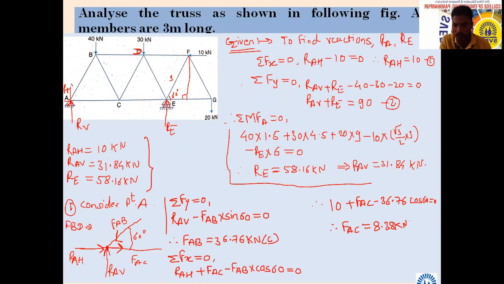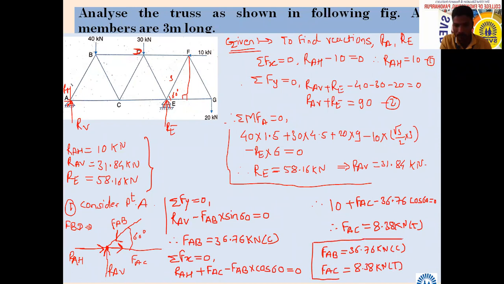Okay, so it is coming again positive. And how have we assumed FAC? Tensile. Tensile means our assumption was correct. So here we got two forces at this stage. FAB equal to 36.76 kilonewton, which we assumed as compressive, and FAC equal to 8.38 kilonewton, which is tensile. Are you with me?